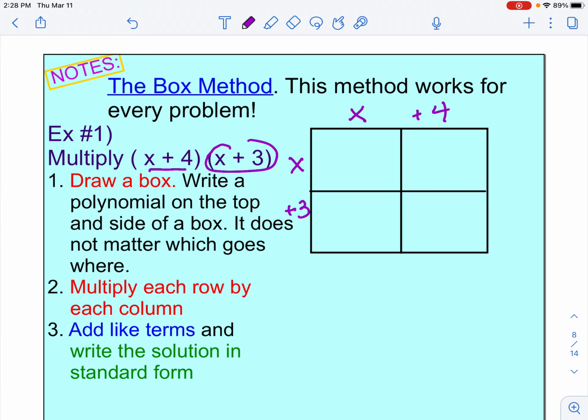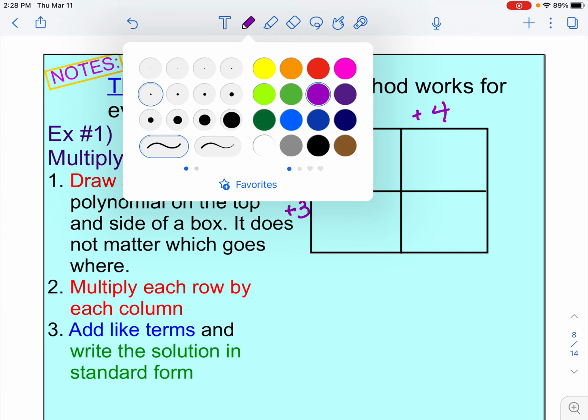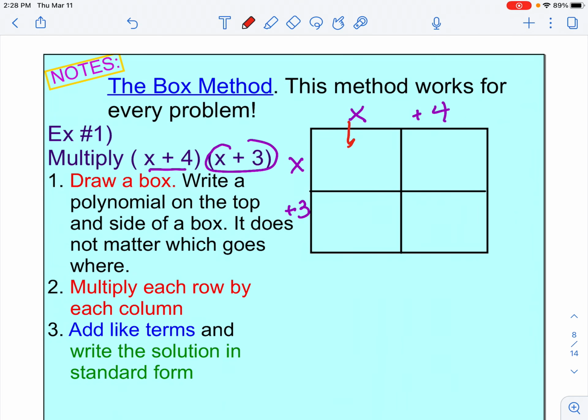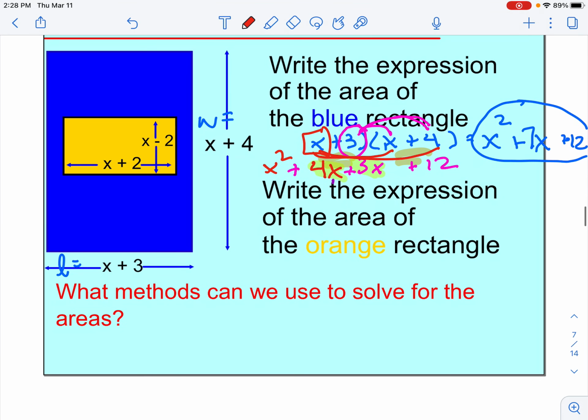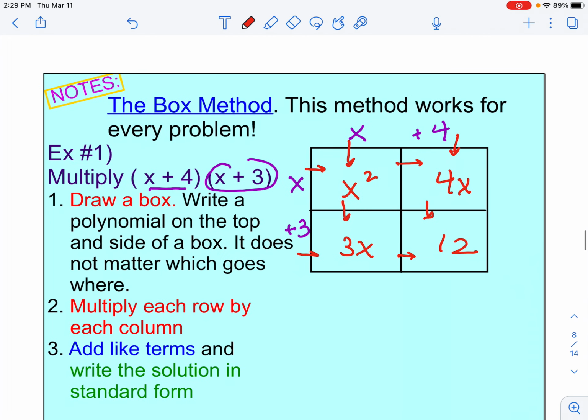But now I'm going to multiply each row by each column. So in other words, I have to multiply the x and the x together to get x squared. I'm going to multiply the 4 times the x to get 4x. Okay, then I have to multiply the x times the 3, that gives me 3x, and I multiply the 3 times the 4 to get 12. And if you look at those terms, I don't know that you remember it, but we actually got those exact same things on this last problem. We got x squared, we got 4x, we got 3x, and we got 12 because it is the same problem.